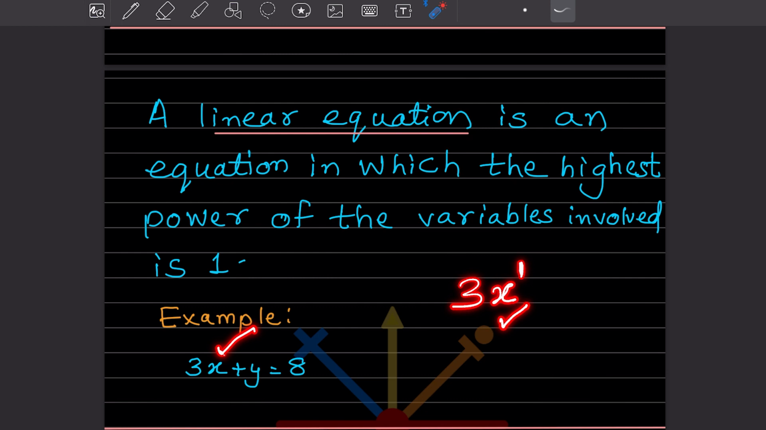If it is 3x square, suppose, this is not a linear equation. Again, you can see y is a variable whose power is 1, but usually we don't write the power. So this is an example of a linear equation.